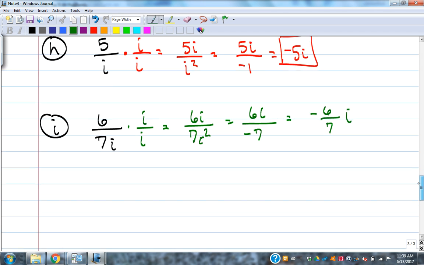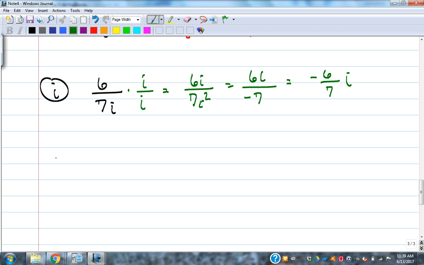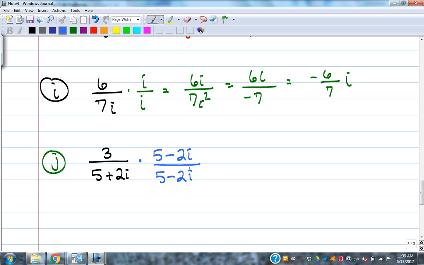One other thing that comes up is, what if you have a complex number in the denominator, like 3 over 5 plus 2i? To do it by hand, that requires the use of a conjugate. And the conjugate, all that means is it's the matching pair from a difference of squares. It changes the sign in the middle. And then you do the math from there.